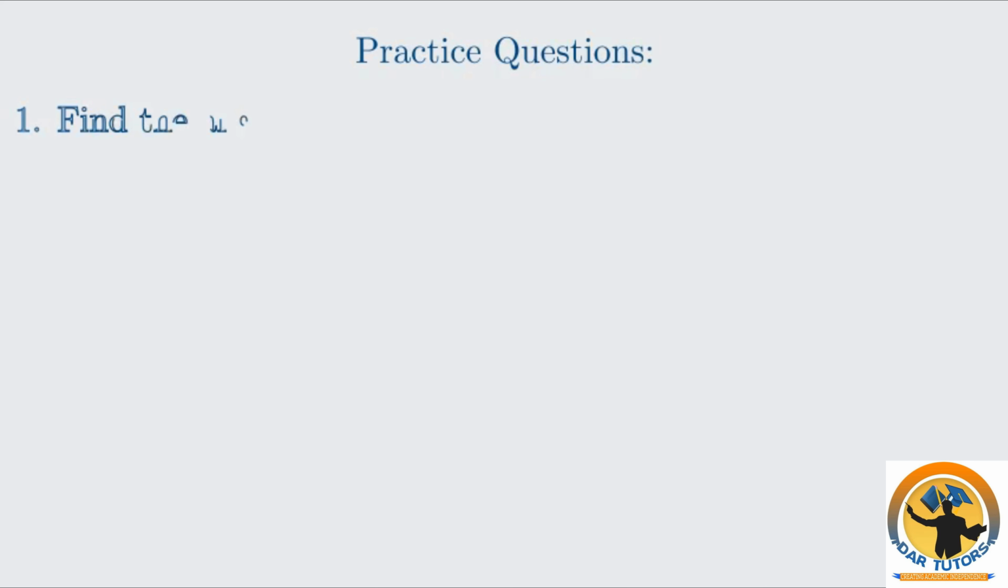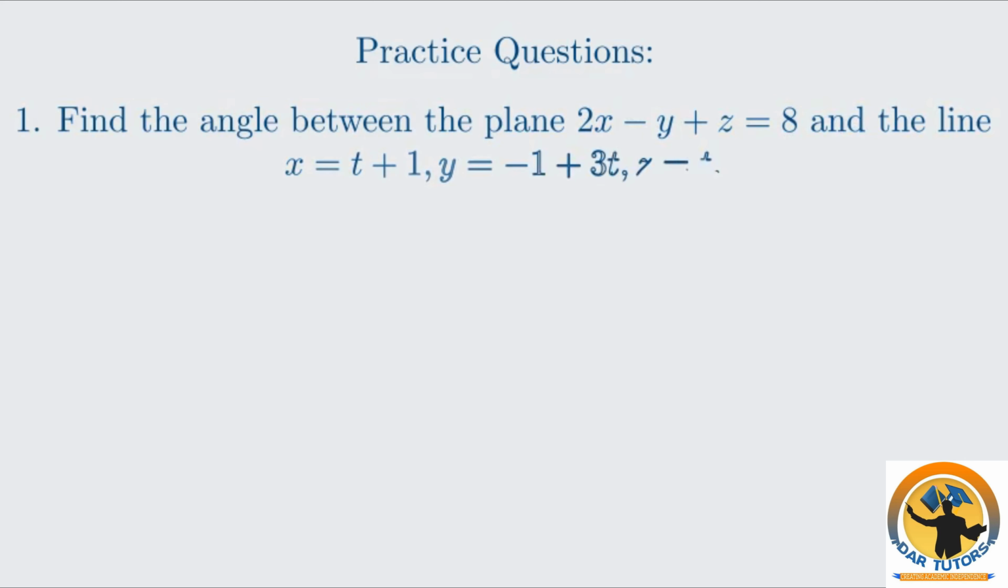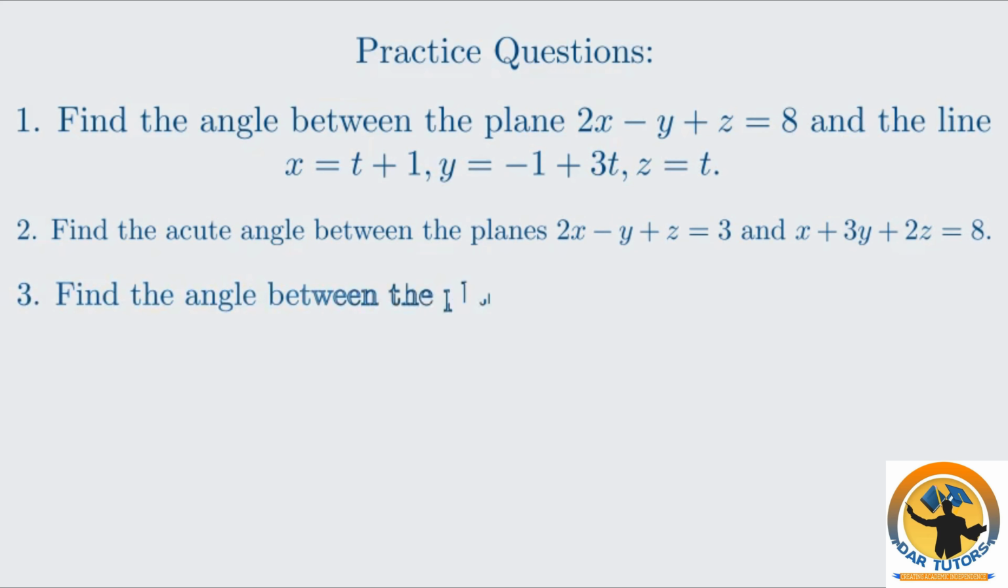Question 1. Find the angle between the plane 2x minus y plus z equals 8, and the line x equals t plus 1, y equals minus 1 plus 3t, z equals t. Question 2. Find the acute angle between the planes 2x minus y plus z equals 3, and x plus 3y plus 2z equals 8. Question 3. Find the angle between the plane 3x minus y plus 4z equals minus 7, and the y-axis.